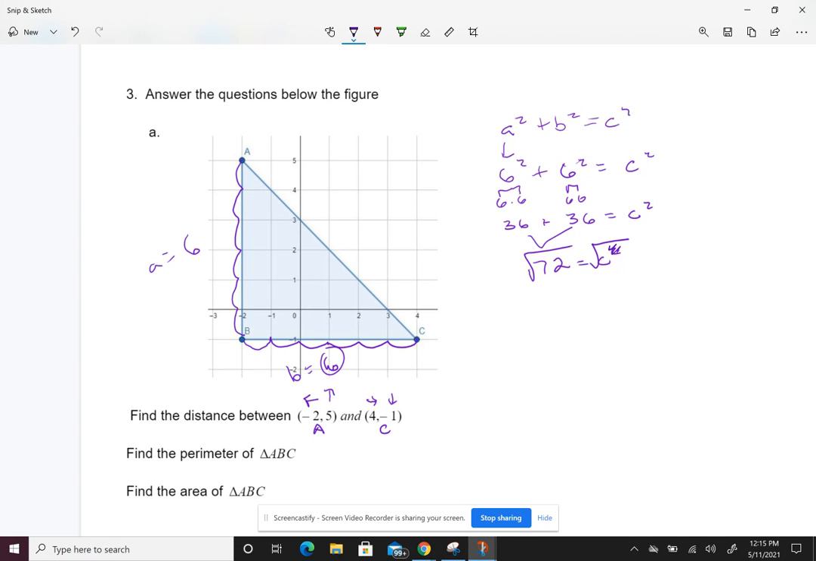Whatever I do to one side, do to the other. So these will cancel each other out because they're opposites. And then I'm going to take the square root of 72. So the square root of 72 is going to give me 8.48. You could keep going, but these are the only ones I need to look at. Remember, we are rounding to the nearest 10th. So we're rounding to the first number past the decimal.